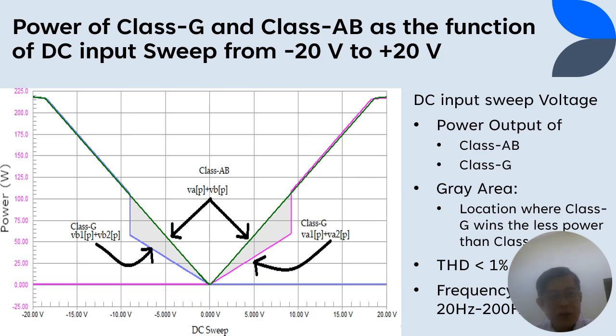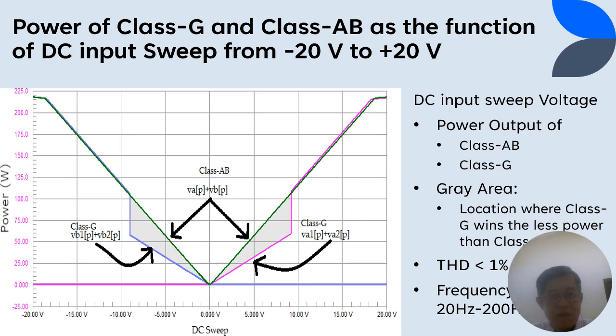We also conducted a second experiment here. The previous experiments set a sine wave as input. Here we also conduct a DC sweep simulation to show the broad area where class G outperforms class AB.